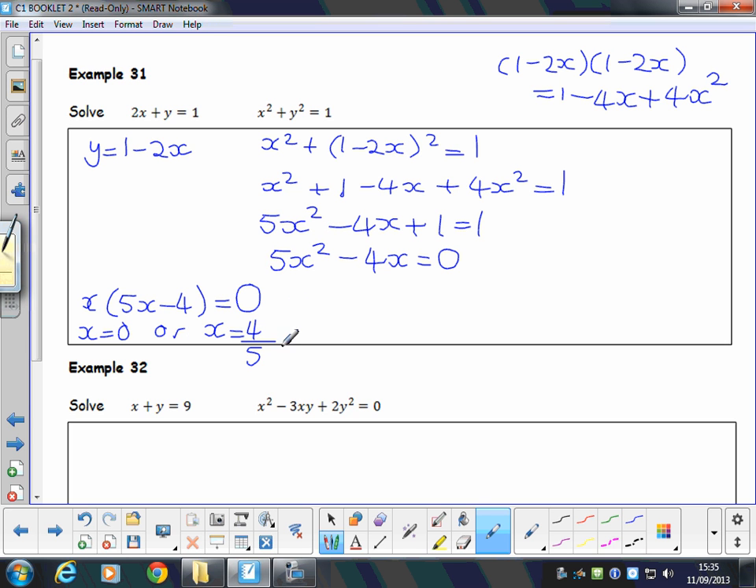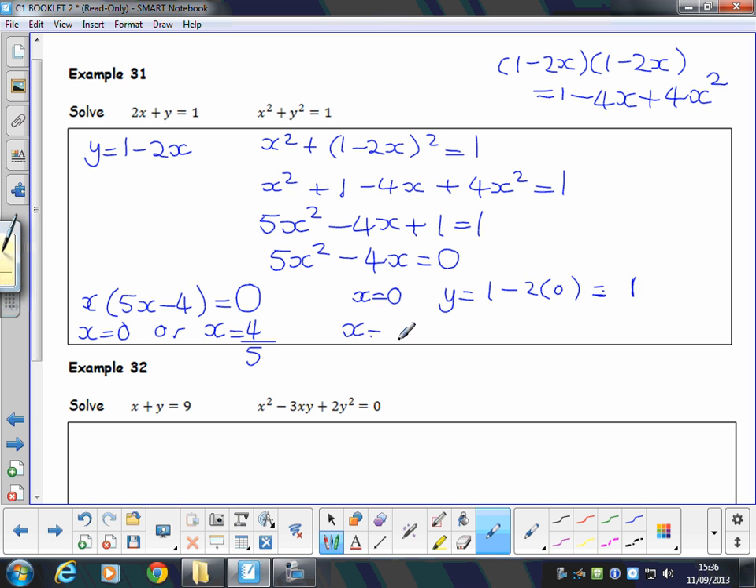So now I've got my values for x, so I need to substitute these back in to work out the values for y. So if I look at x is equal to 0, if I substitute this back into this equation here, I've got y equal to 1 minus 2x, so 2 multiplied by x, so 2 multiplied by 0. So that's 1 minus 0, which is 1.